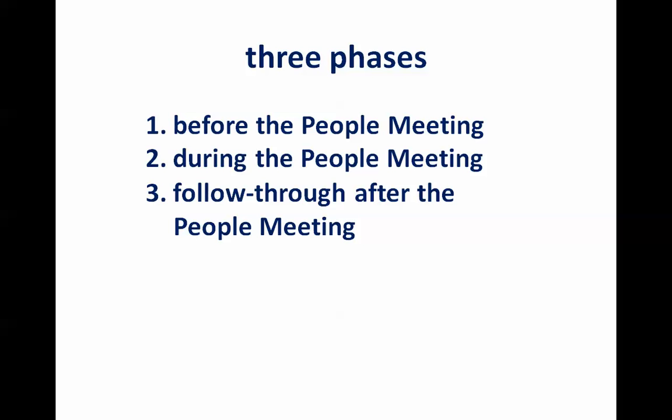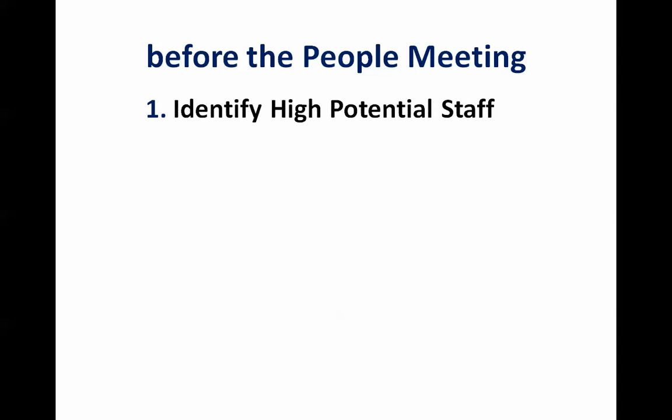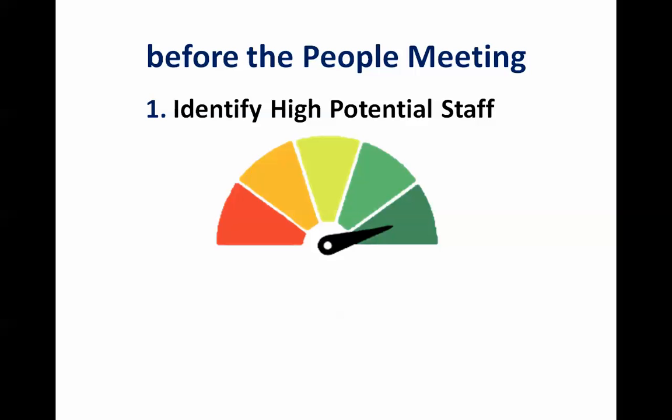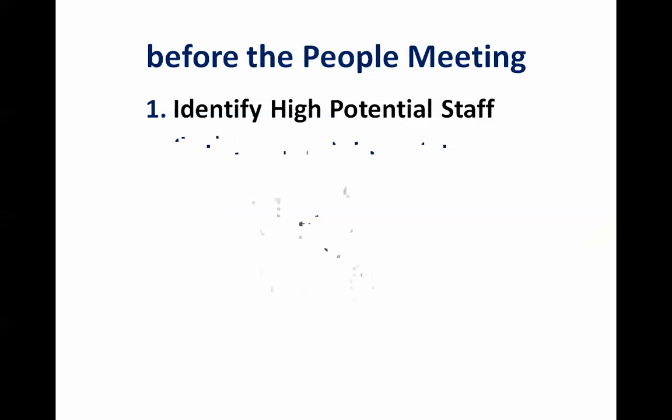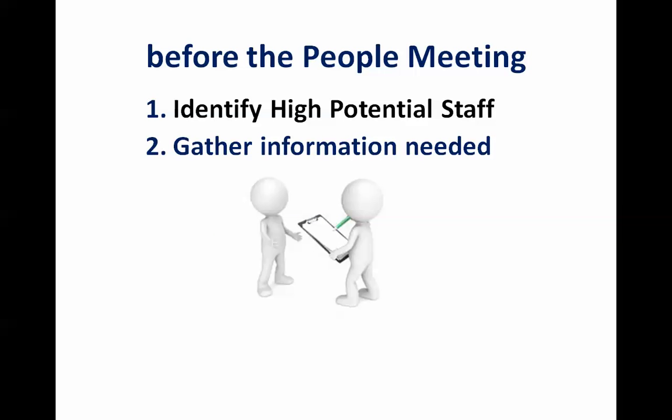Let's take a look at these three phases and check out the main tools we can use as we implement them. The main things that need to be done before the meeting are to identify the staff who currently have the highest degree of readiness or the highest potential to fill our leadership needs. These are staff who both demonstrate good performance in their current role and have a high potential for increased leadership. Once they're identified, we need to gather the information needed to make an accurate assessment during the people meeting.